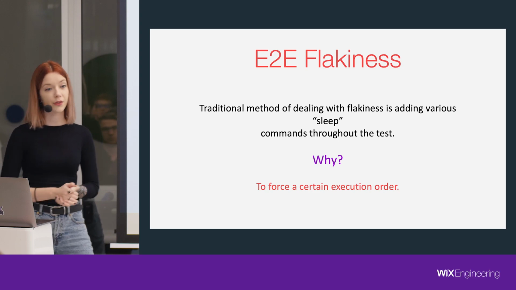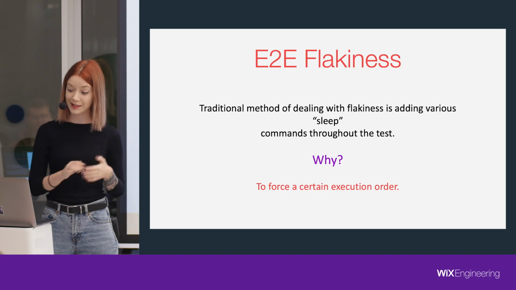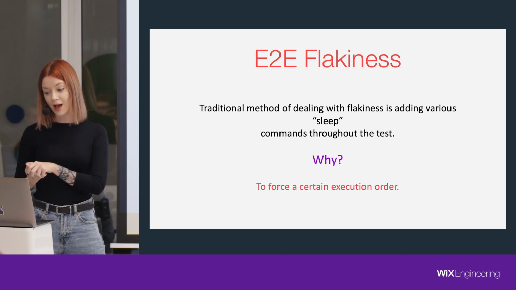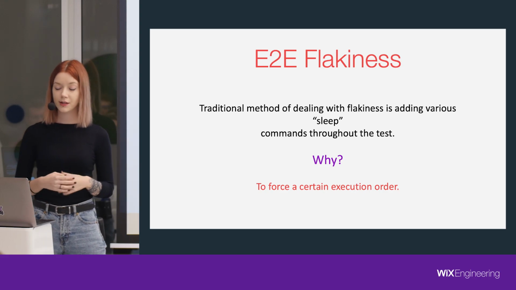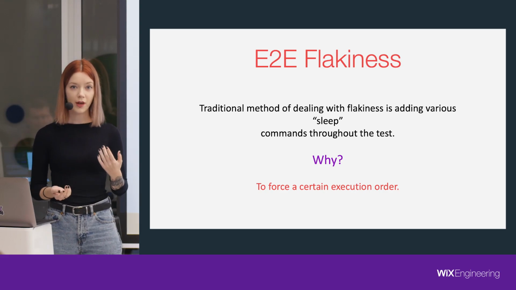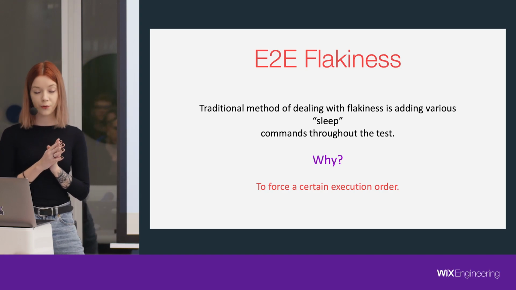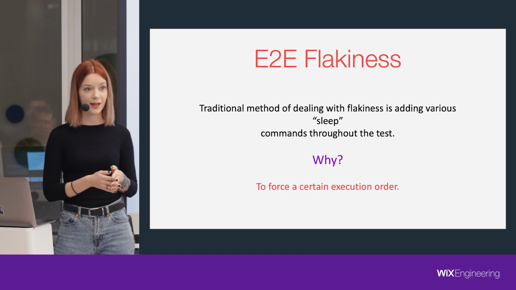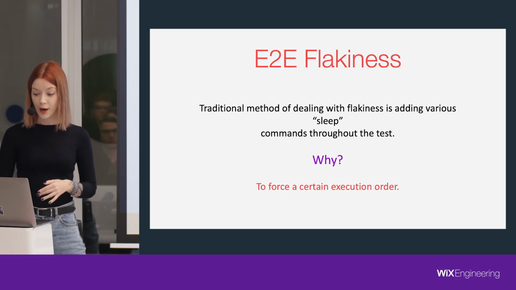The traditional method of dealing with flakiness is adding various sleep commands throughout the test in an attempt to force a certain execution order. This is a bad practice riddled with fragile magic values of sleeps that often change because sometimes tests happen faster and sometimes they happen slower.